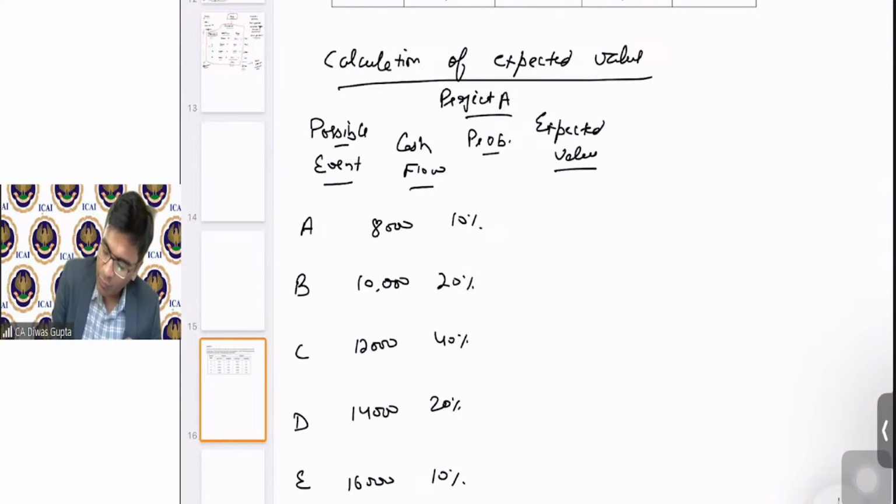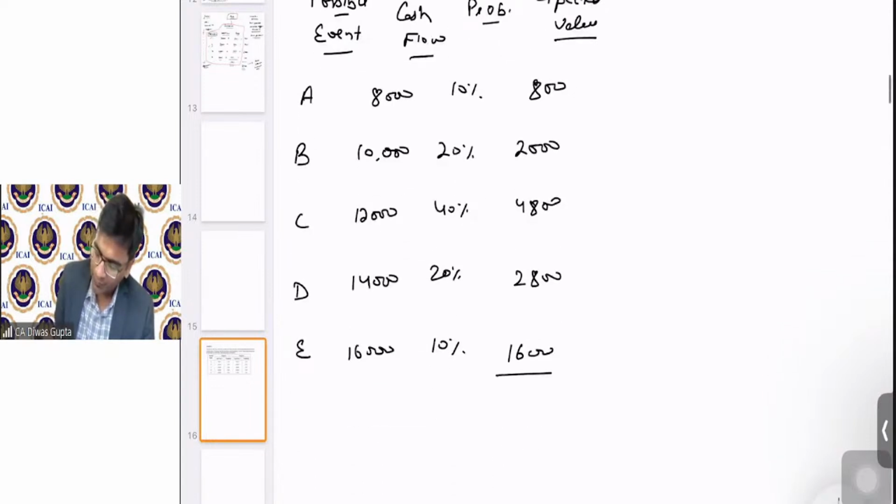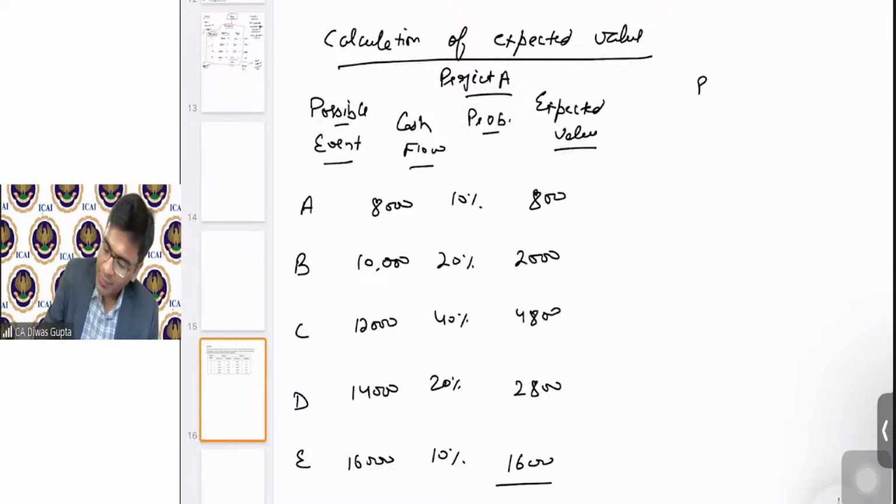Expected value. We just have to multiply 8,000 into 10%, which is 800. 10,000 into 20%, 2,000. 12,000 into 40%, 4,800. Then 2,800 and then 1,600. The total comes as 12,000. Then comes project B, cash flow, probability, and expected value.